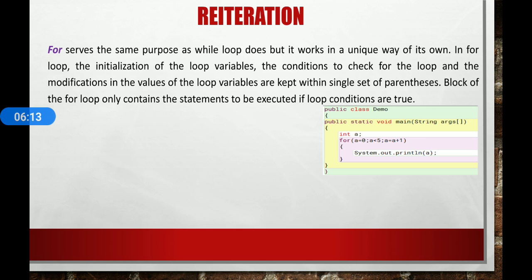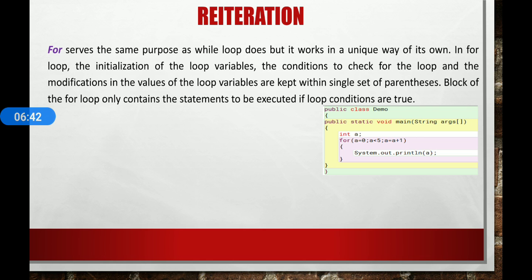A for loop serves the same purpose as a while loop does, but it works in a unique way of its own. In a for loop, the initialization of the loop variable, the condition to check for the loop, and the modification in the value of the loop variable are kept within a single set of parentheses. The block of the for loop only contains the statements to be executed if the loop condition is true. An example is given here.